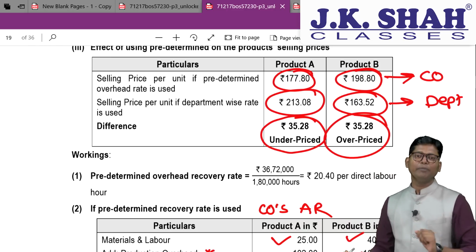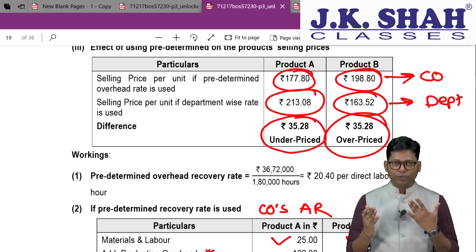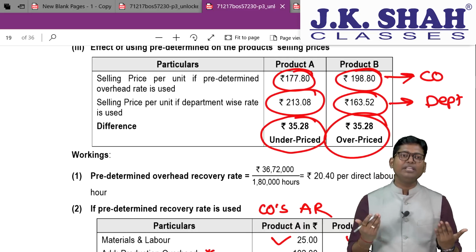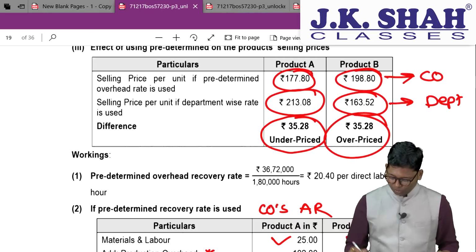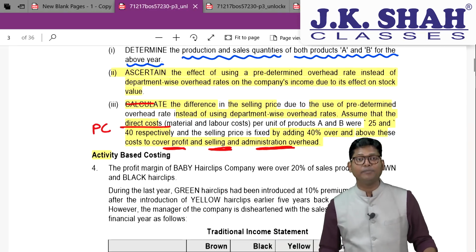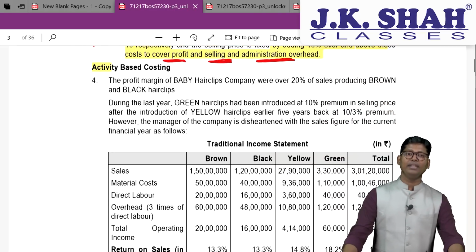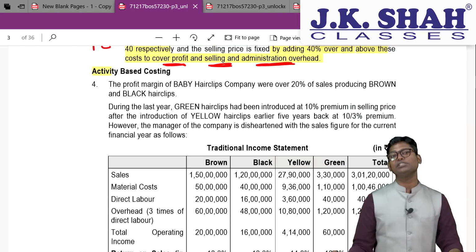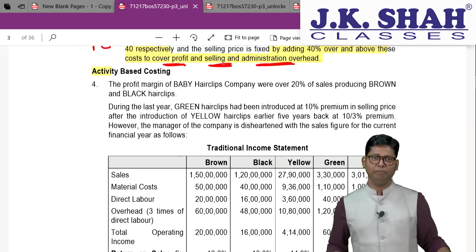So this is a quite simple question, a lengthy one. You need to connect each and every concept with each other, and that matters a lot. So here is the end of the absorption costing discussion. Now let's come to the connected chapter, which is named activity-based costing.